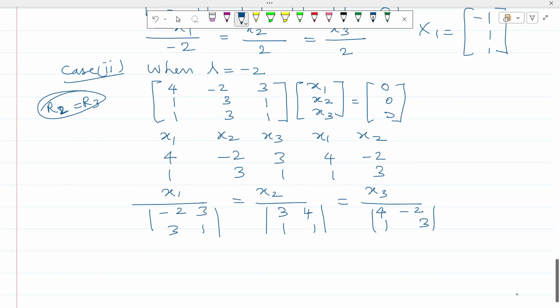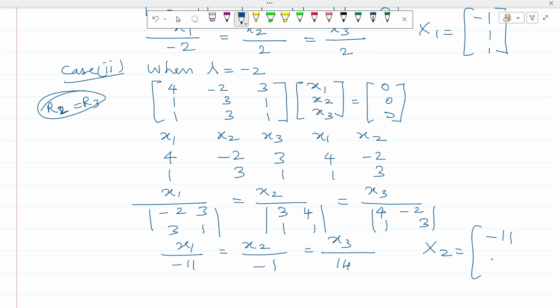So therefore here we can write that x1 is minus 11, x2 is 3 minus 4, minus 1, and x3 is 12 plus 2, which is 14. Therefore, x is minus 11, minus 1, 14, or 11, 1, minus 14 also you can write.